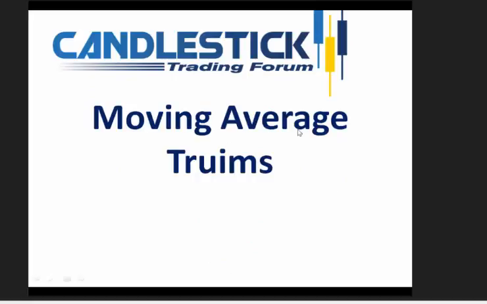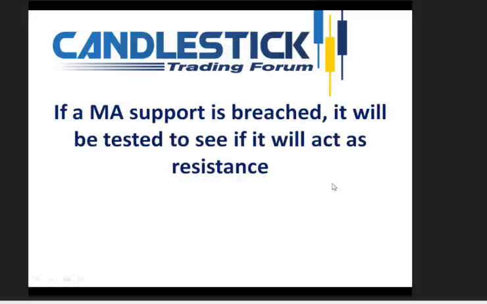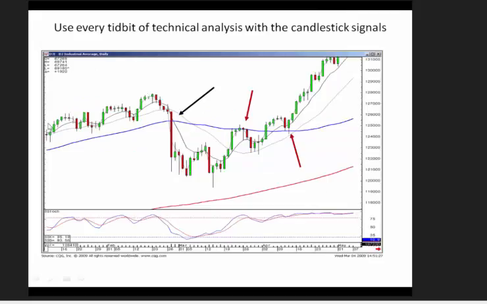So moving averages have truisms. We know that if a moving average acts as a support and it's breached, they'll probably come back up and test it to see if it's going to act as resistance. So if you've got this trend going on and they break through the support level, we can see where the buy signals are starting, a bullish engulfing, a hammer, harami. Where do they come back up to? Right smack dab to the 50. Why? Because that's where everybody and their brother is watching to see what's happening here. We can see more concisely what's happening here.